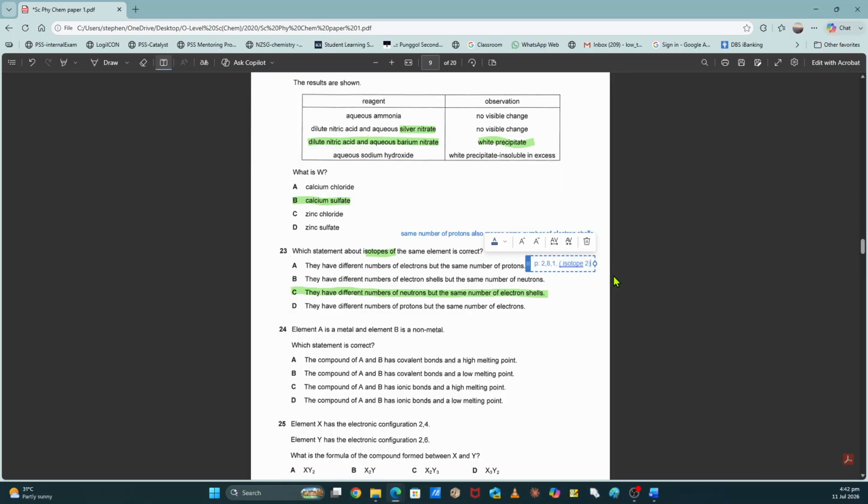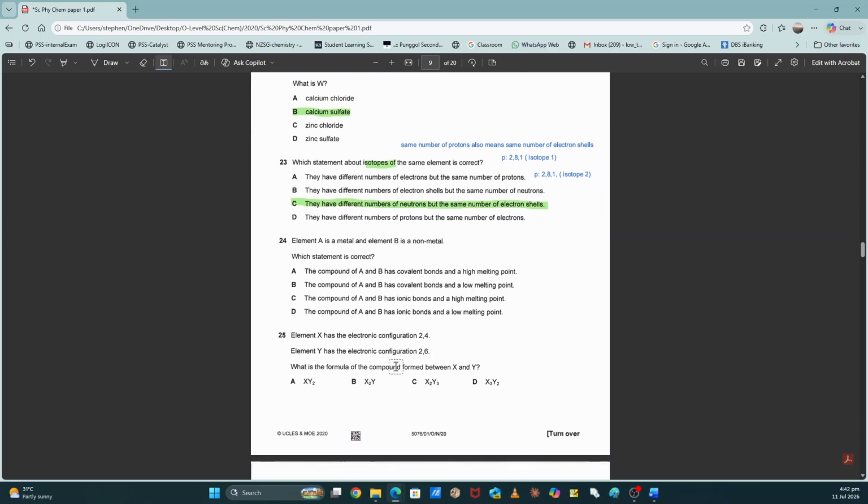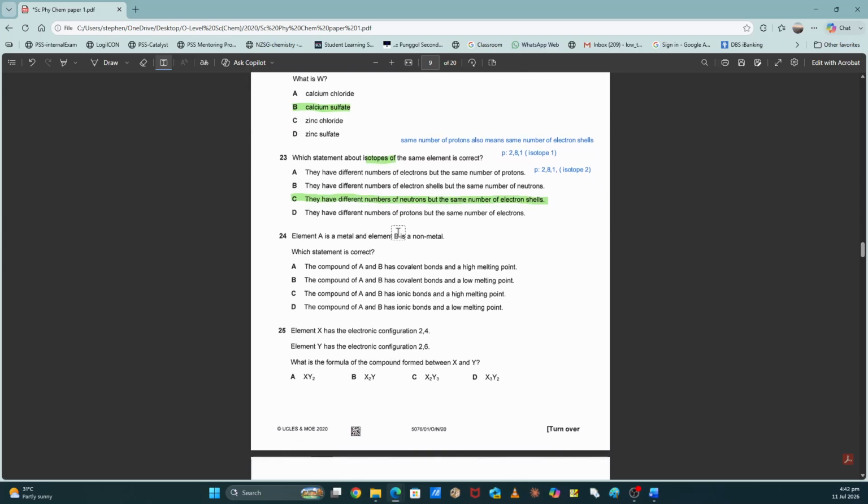In this case, I'm talking about sodium, okay? That's why it's C. Element A is a metal, element B is a non-metal. So metal and non-metal should be covalent, right? No? Or ionic. Yeah, so metal and non-metal should be ionic, so it's either C or D.